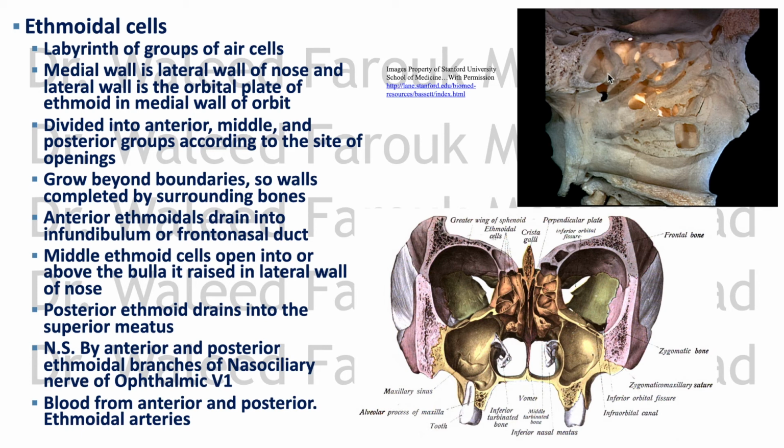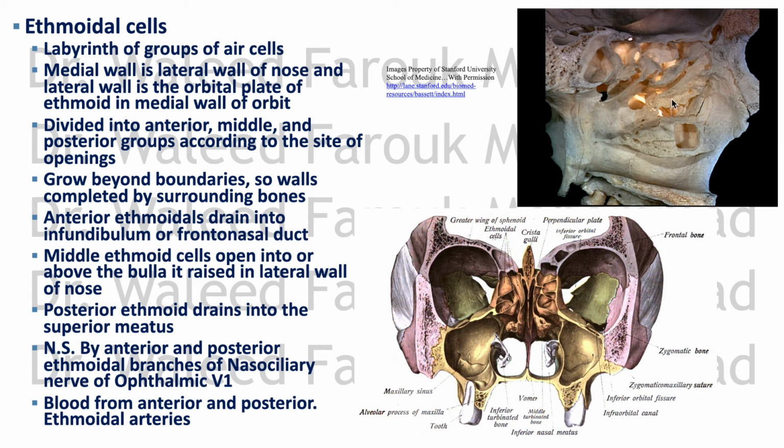This is the sphenoid sinus, by the way, showing here too. See the middle ethmoidal group. It protrudes into the lateral wall of the nose as the bulla ethmoidalis. See, this is the bulla ethmoidalis formed here, and this is the hiatus semilunaris. Okay, and these are the rest of the groups. It's very well shown here.